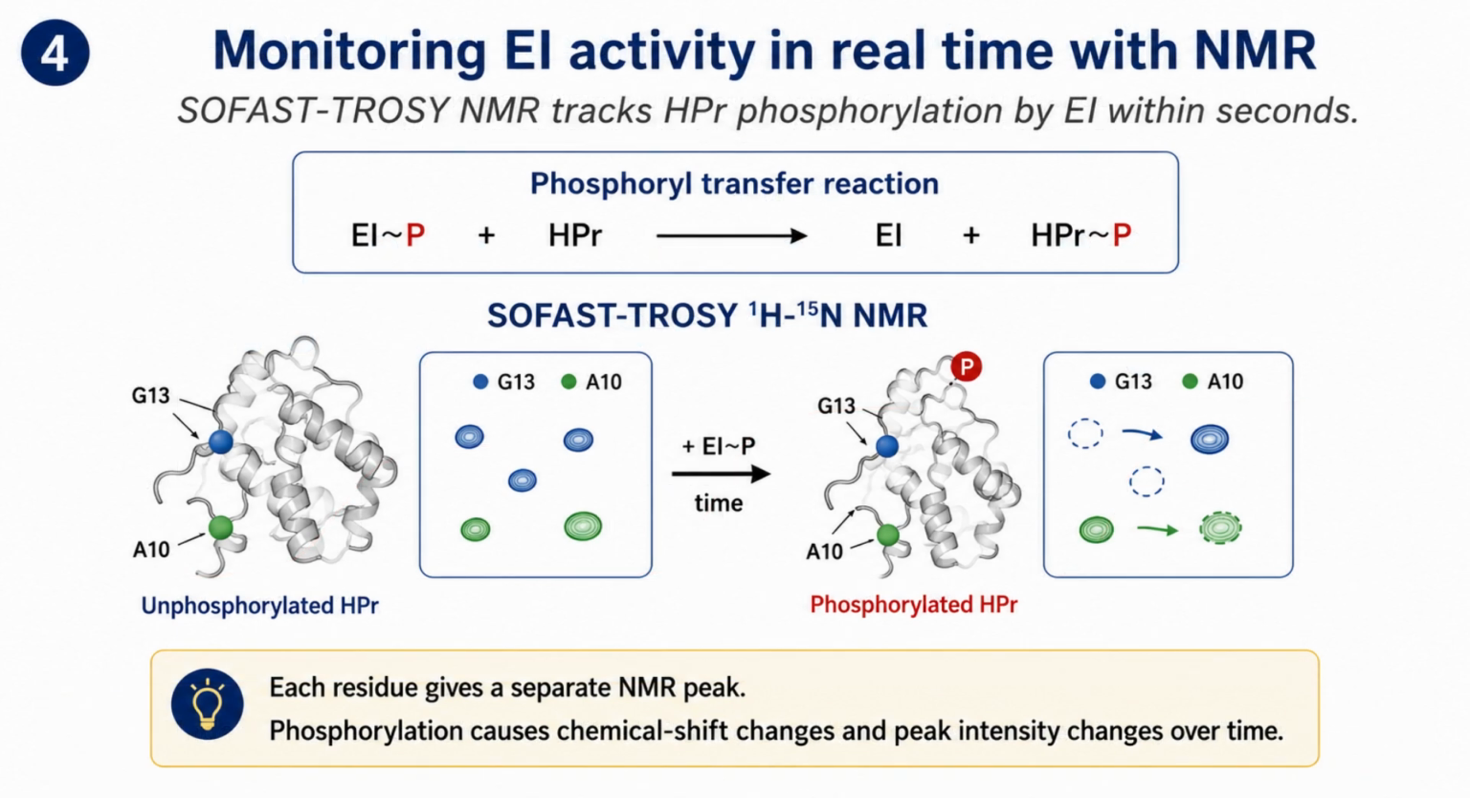To measure E1 activity directly, we developed a real-time NMR assay based on spectroscopy experiments. In this assay, E1 transfers a phosphoryl group from PEP to HPr, and phosphorylation of HPr produces residue-specific NMR changes that can be followed over time.